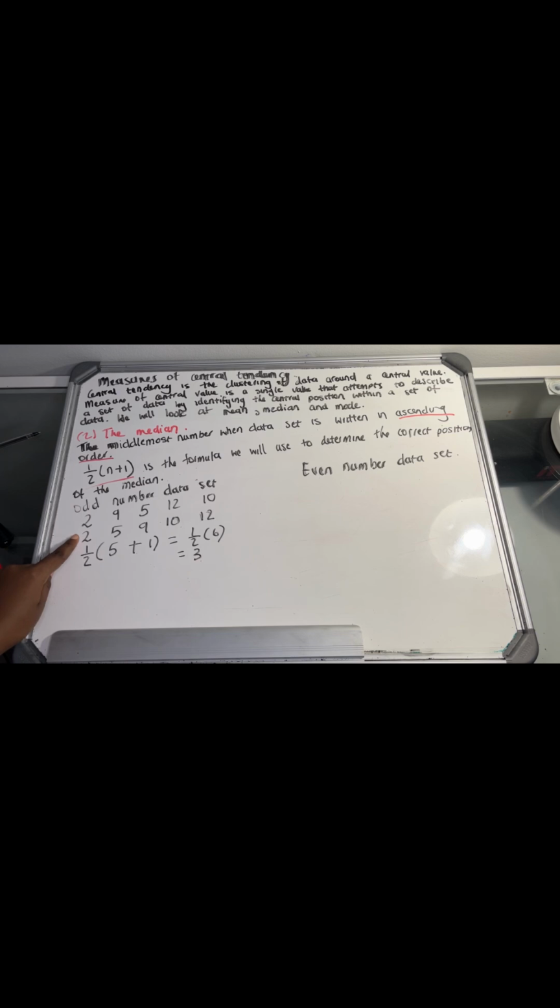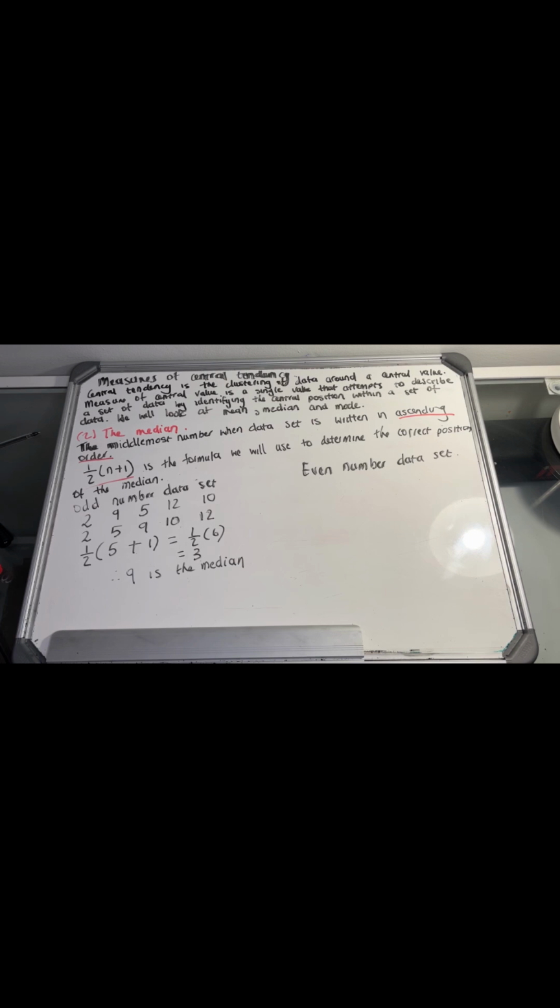So we go to our data set that is written in ascending order and we count to 3. 1, 2, 3. Therefore, 9 is the median, as it is the value that is found in the third position. I hope that makes sense.